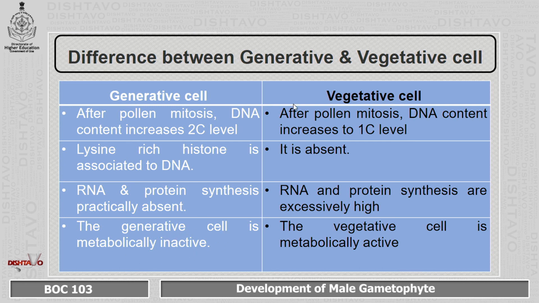In contrast to the generative cell, in vegetative cells the DNA content increases only 1-fold. Here the DNA binding protein will be absent because, since their DNA content has not increased, they will not require these histone proteins. RNA and protein synthesis are excessively high because they have to support the generative cell and they will require various types of proteins. Therefore, obviously they are metabolically active.